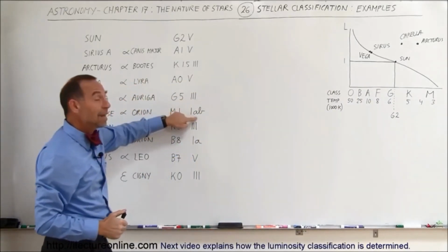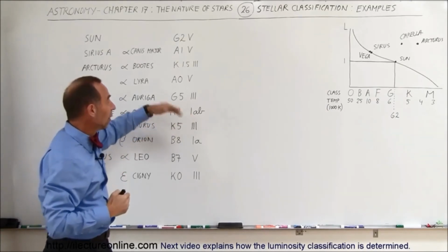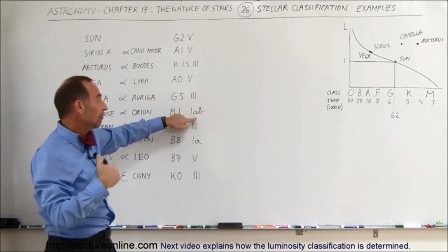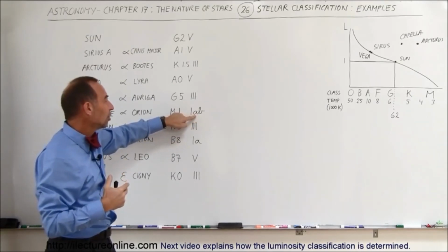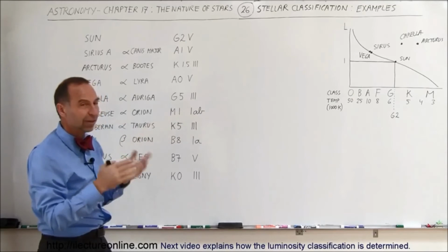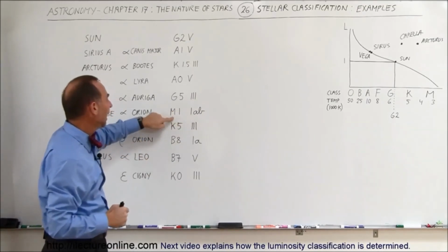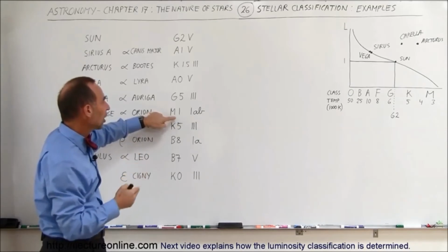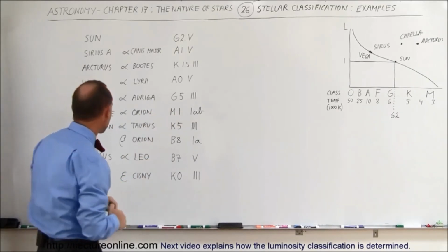And then it says 1AB, so that's luminosity class 1, which makes it a supergiant. And AB, A is a very luminous, B is not so luminous supergiant, or sometimes it's called luminous and less luminous supergiant. So it's somewhere between very luminous and not so luminous supergiant. And M1 gives it the reddish color and gives the surface temperature just slightly over 3,000 degrees.